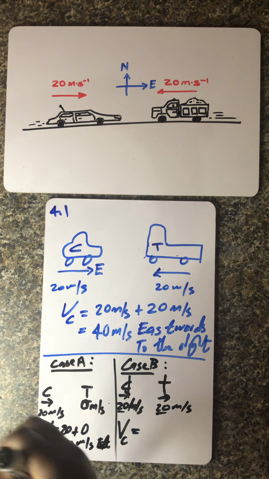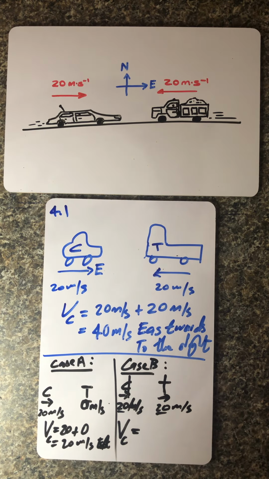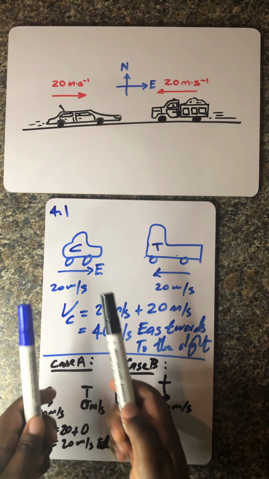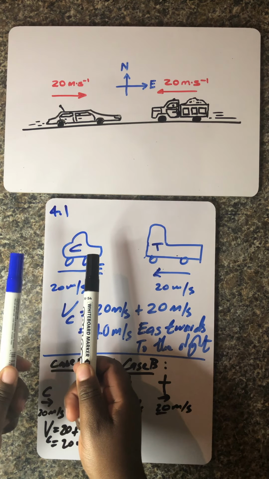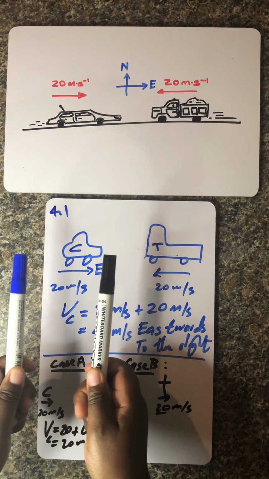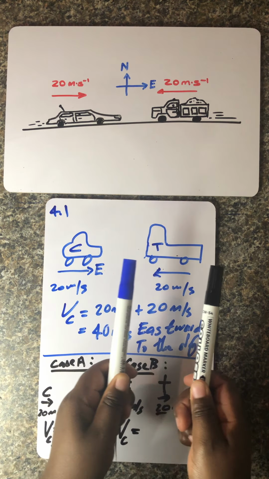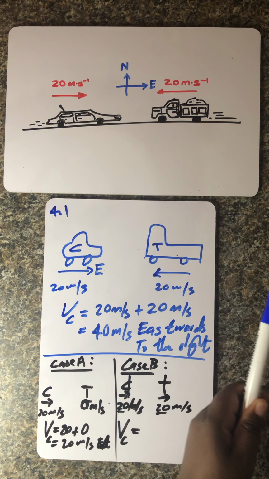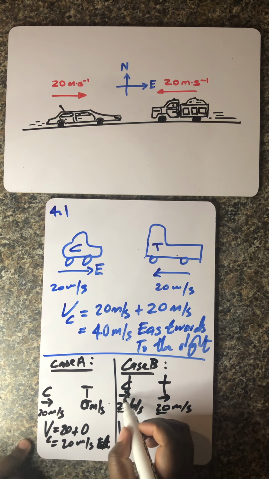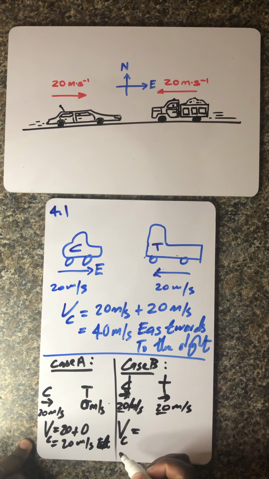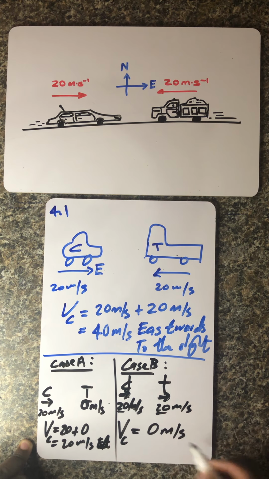Okay, so ladies and gentlemen, this is how the movement looks. I hope you're able to see. This is the truck and this is the car. This is the movement. Can you see? They are both traveling at the same speed. So the speed of the car relative to the speed of the truck is equal to 0 meters per second.